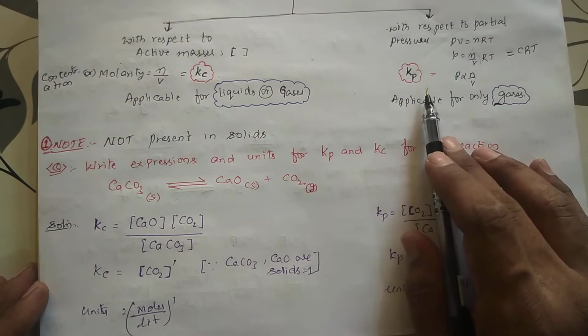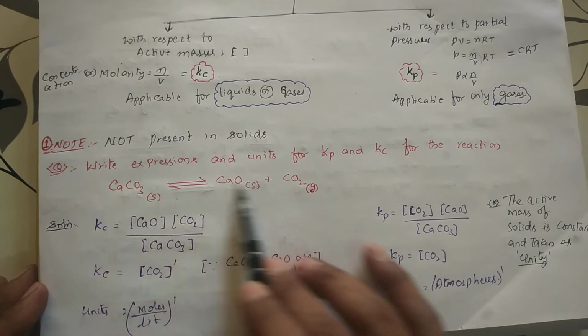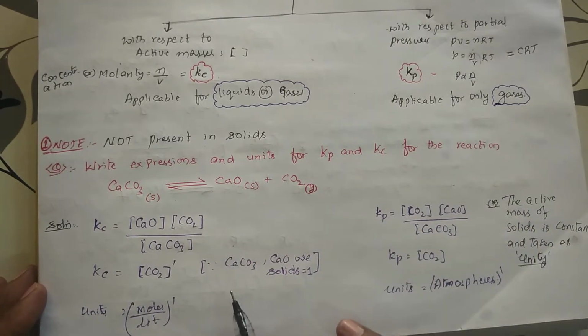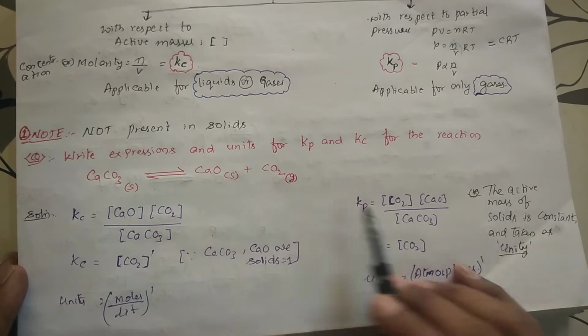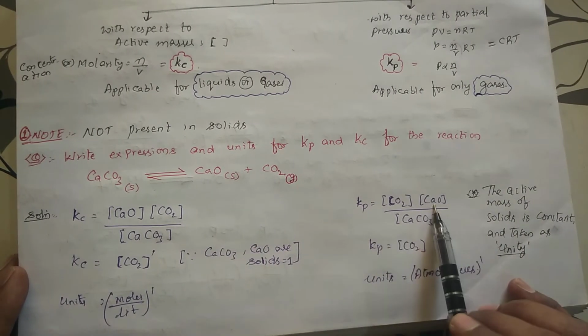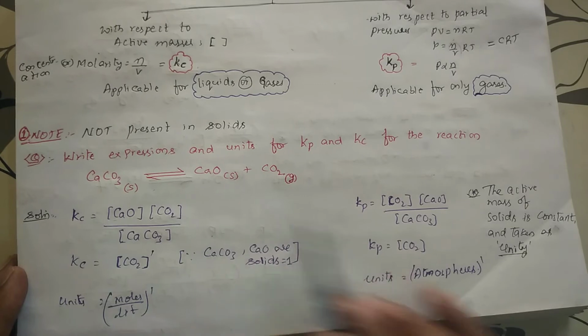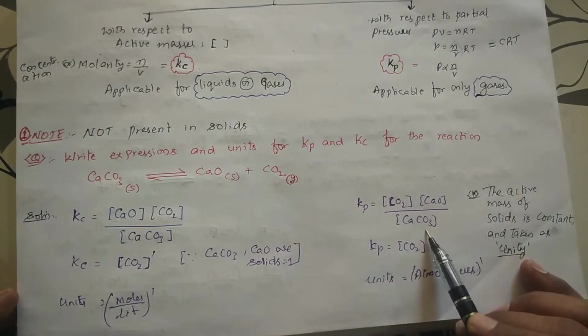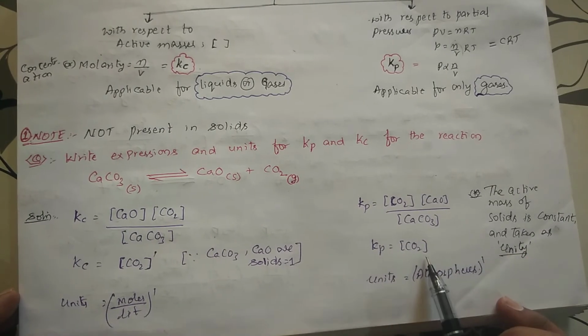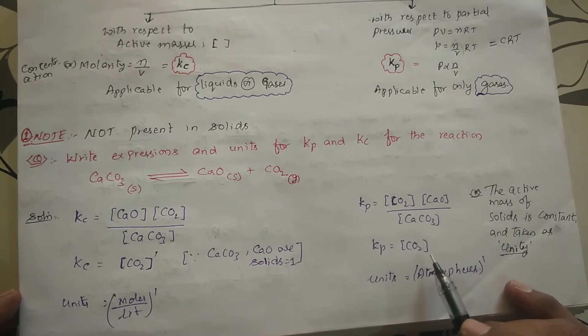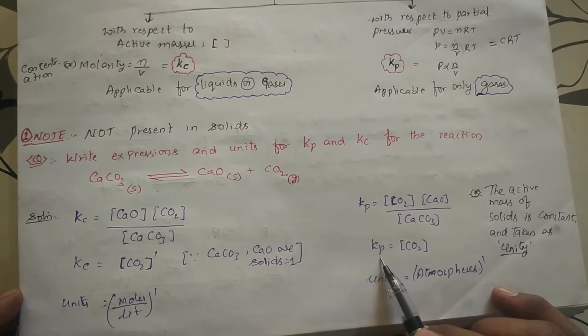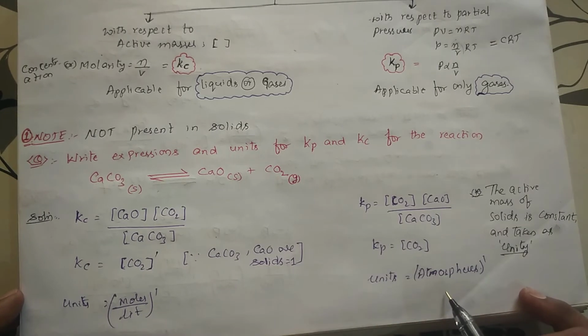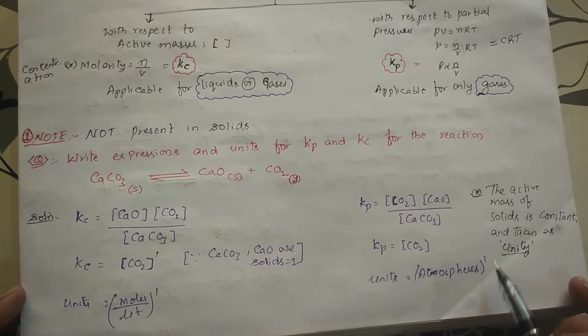To write Kp, Kp is applicable only for gases, right? There should be at least one gas in this equation. Then only Kp is possible. Okay. If you go for Kp, what will you be writing? Concentration of product CaO, concentration CO2 by CaCO3. See, CaCO3 and CaO are both solids, right? So you will be having Kp equal to the concentration of CO2. And units, if you talk Kp, we will be calling with respect to pressures. So Kp will be measured with respect to pressures as atmosphere. The unit of pressure is atmosphere, so atmosphere whole to the power 1.